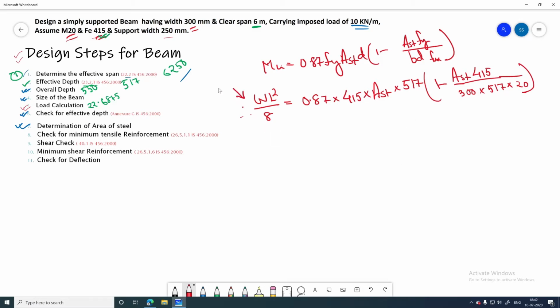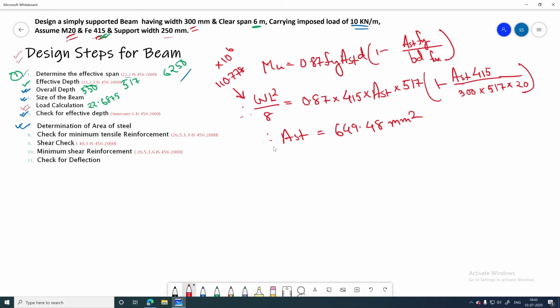Now WL square by 8, the value will be 110.778, that is in kilonewton meter. So you need to multiply with 10 to the power 6. Okay. So in this way you will get the value of AST, and that will be 649.48 millimeter square. So this is the AST value for the area of steel that you are going to determine in step number 7.